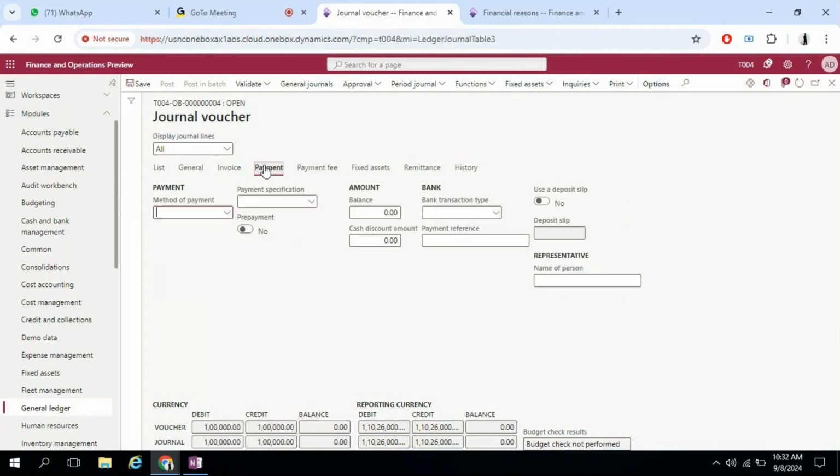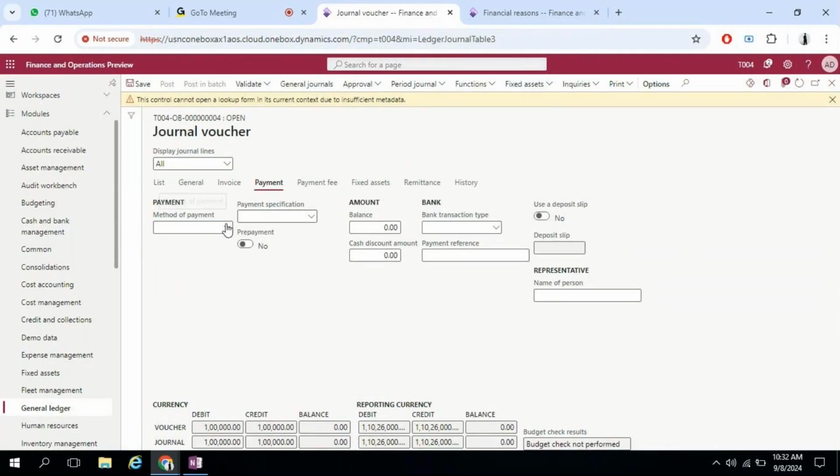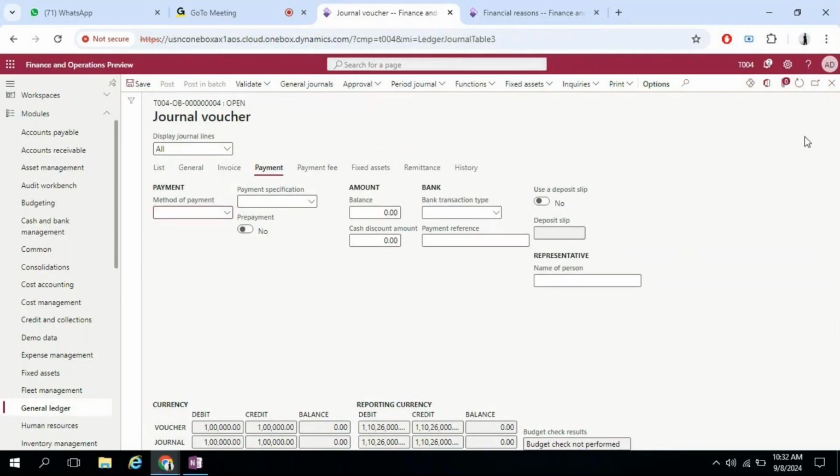Then there is a payment section. Under the payment section you can enter what is the method of payment you are going to utilize. Right now I have not created any method of payment for my vendor, so there is a direct transfer. We can also create a method of payment for it, but we will create it at a later stage. Then the bank transaction type: what type of transaction it is, a direct transfer, a cash transfer, a check transfer. So that you can utilize over here.